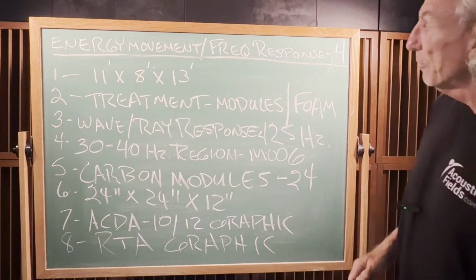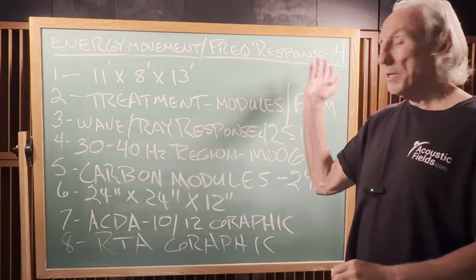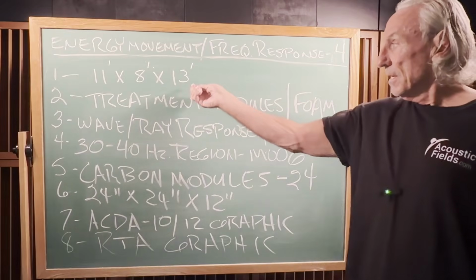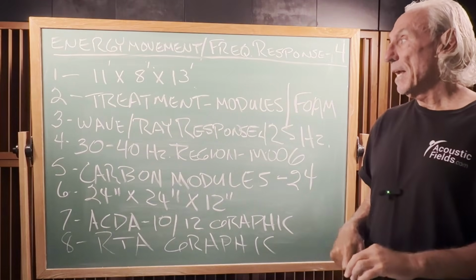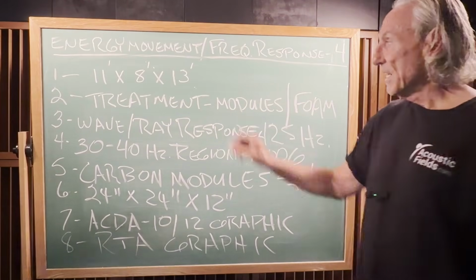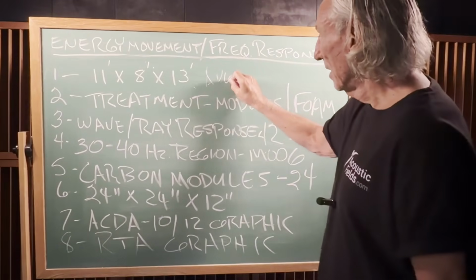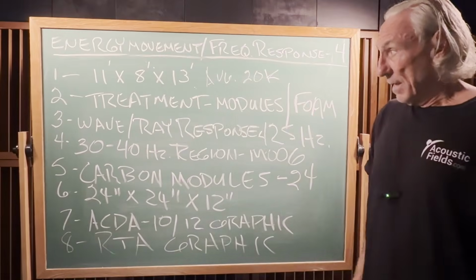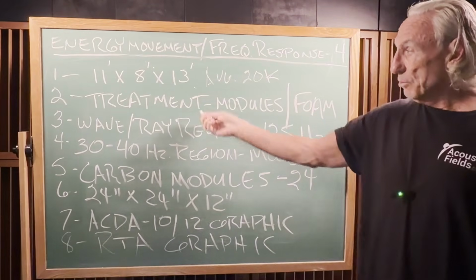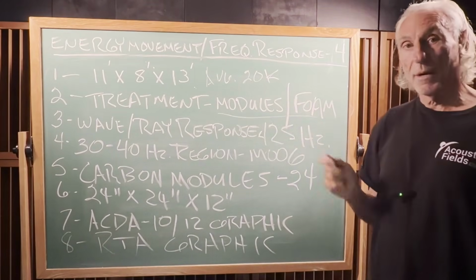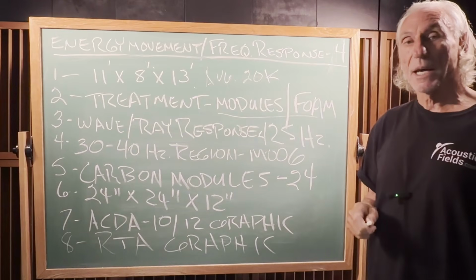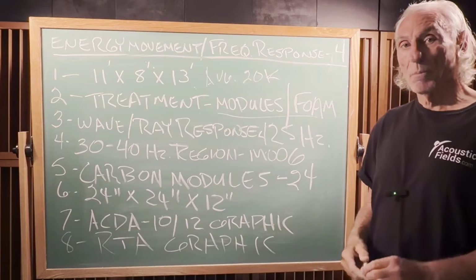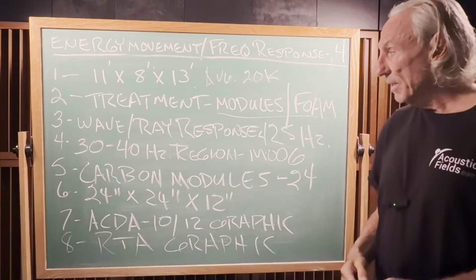Today we're going to do number 4 in our series of energy movement, frequency response, wave and ray energy. That's what we're looking at here. Here's our room size that we chose, 11, 8, 13. That was an average room size of about 20K rooms that we've looked at in the last 18, 19 years. Treatment, our modules, our ACDA 10 modules, our ACDA 12 modules, and our foam technology. You can look all those up on the shop section of our website.